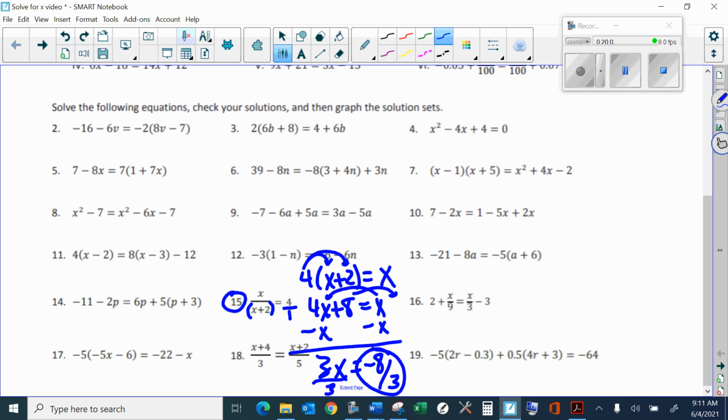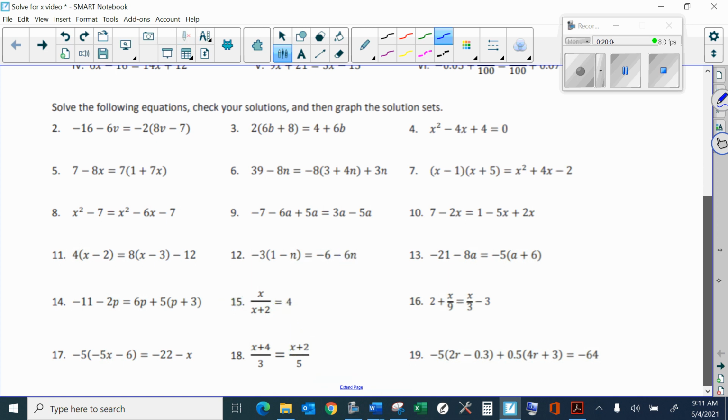16. I'm going to erase that now. 16 here. Notice I have fractions. I want to get rid of the fractions. So I'm going to multiply by the common denominator. What's the common denominator between 1, 3, and 9? 9 is. So I'm distributing 9 through how many terms here? Y'all tell me. 4 terms.